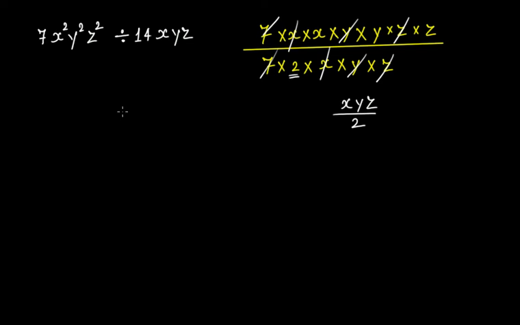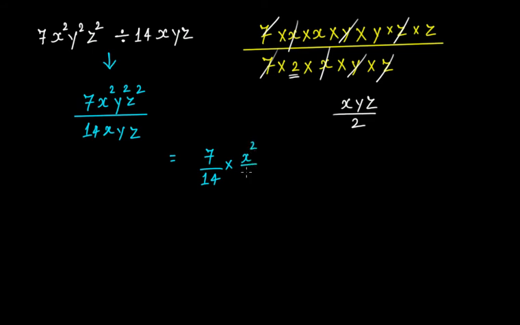Let's solve it using the laws of exponents. So this is 7x squared y squared z squared divided by 14xyz. Let's write this as 7 by 14 multiplied by x squared by x multiplied by y squared by y multiplied by z squared by z. Right? So let's perform the division.